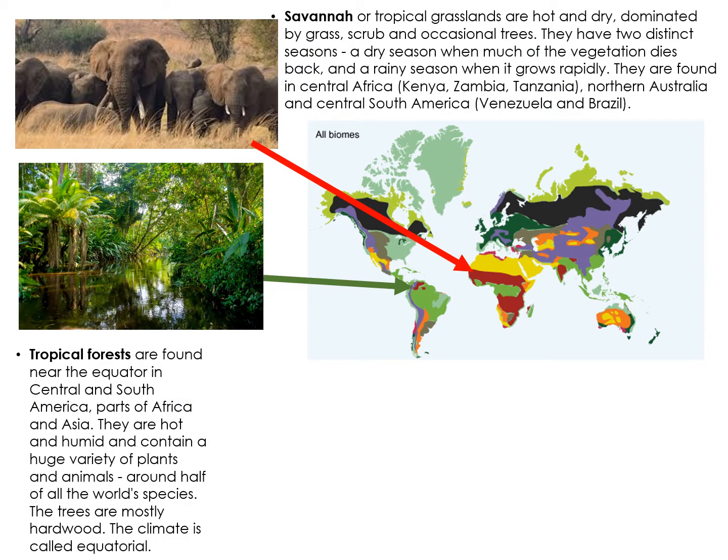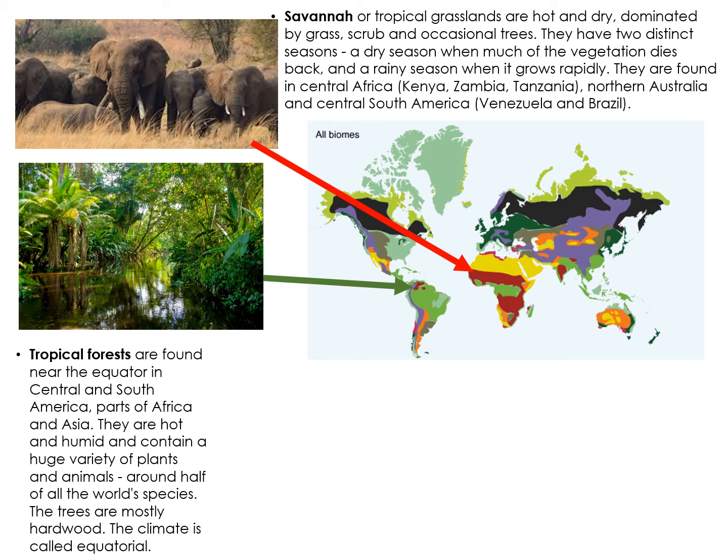Then slightly further north and slightly further south, you have the savanna grasslands or the tropical grasslands. These are hot and dry and they're dominated by grass, scrub and occasional trees. They have two distinct seasons, a dry season where much of the vegetation dries back and a rainy season where it grows rapidly. This is where you get the big game, the elephants and the lions and the tigers. They are found in Central Africa, Kenya, Zimbabwe, Tanzania and Northern Australia and Central South America like Venezuela and Brazil.